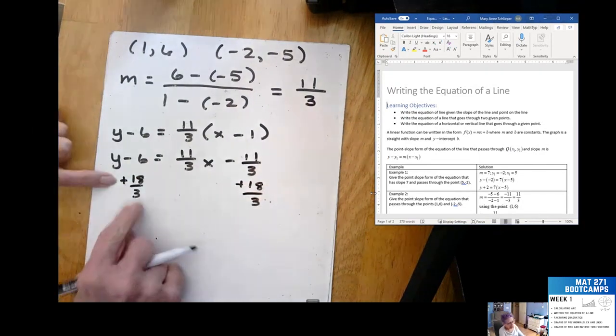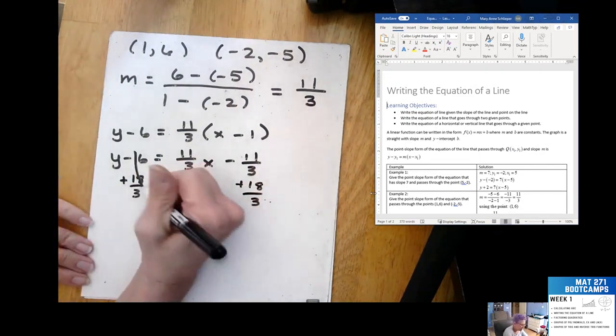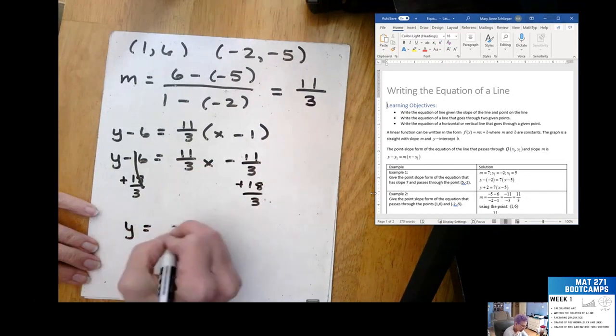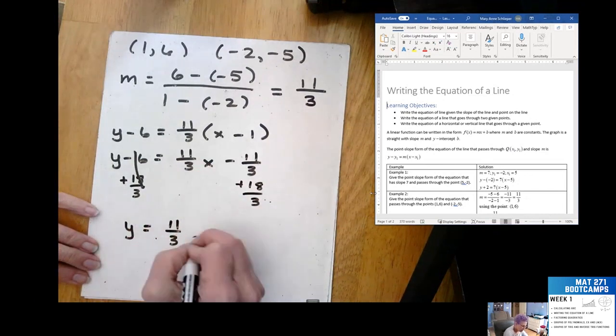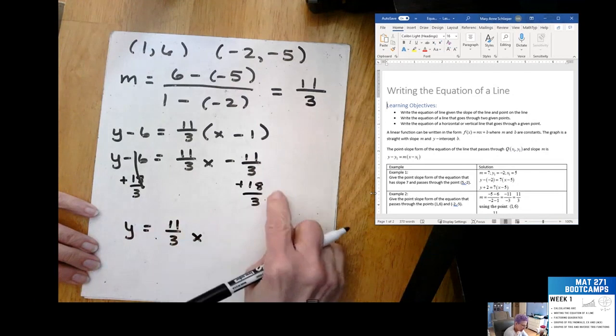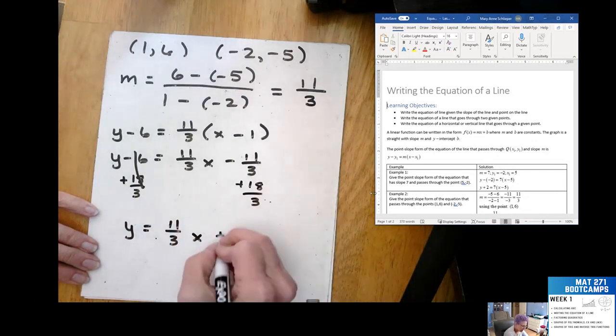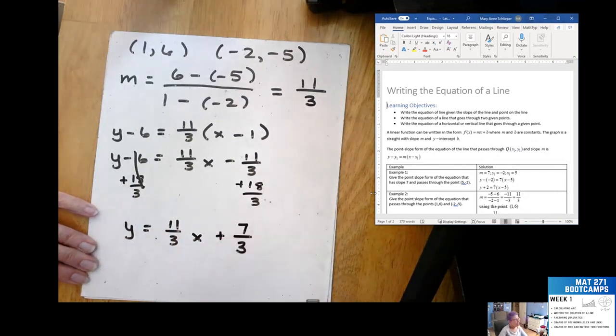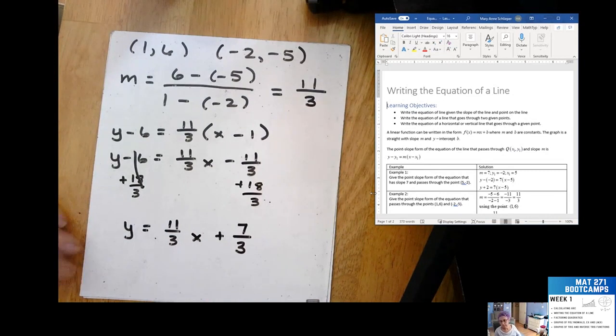Because 18/3 is the same thing as 6, so that disappears. And I'm left with 11/3x. 18 minus 11 gives me plus 7/3.